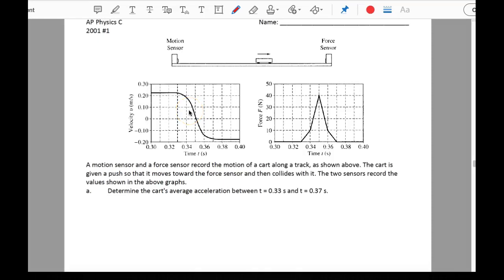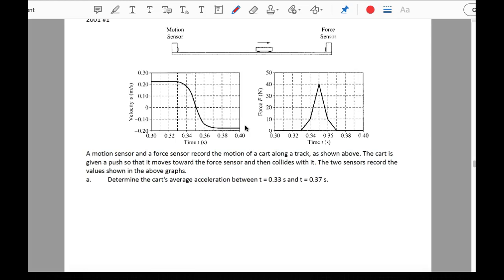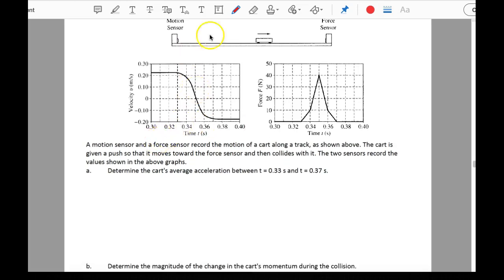All right, hey, this is Horner, and this is the 2001 number 1 AP Physics C Mechanics question. A motion and a force sensor, both are here, and they record the motion of the cart along a track as shown. The cart is given a push, so it moves towards the force sensor, and then collides with it. The two sensors record the values shown in the above graphs.